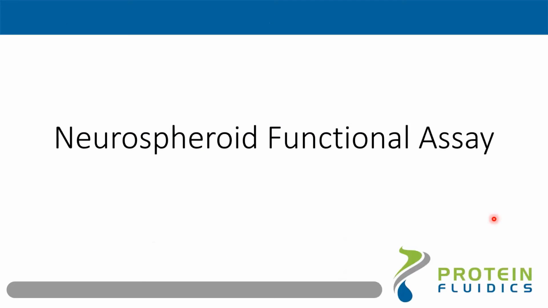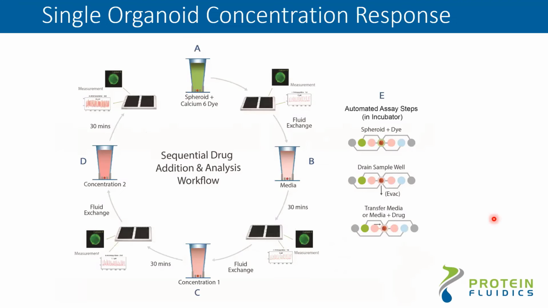So the second application is slightly different. This is a neurospheroid functional assay. Here we're showing the ability to do multiple compound additions and concentration increases with the Flowchips. If you imagine you have a single spheroid in a well here, you can load it with dye. You can then rinse out the dye, or you can add in media. You can then add in increasing concentrations, all to the same spheroid, using the automated process steps.